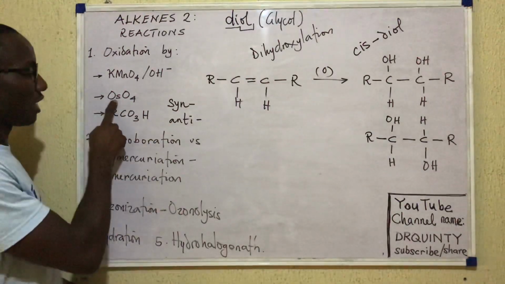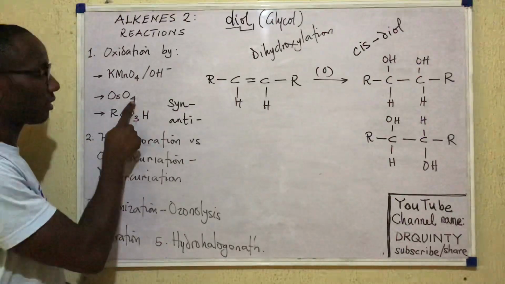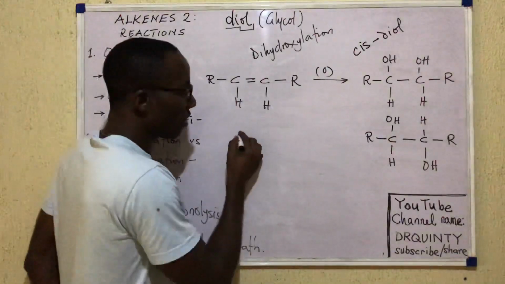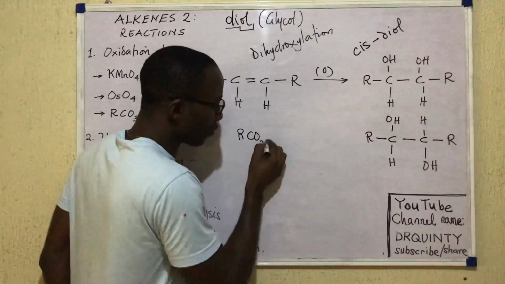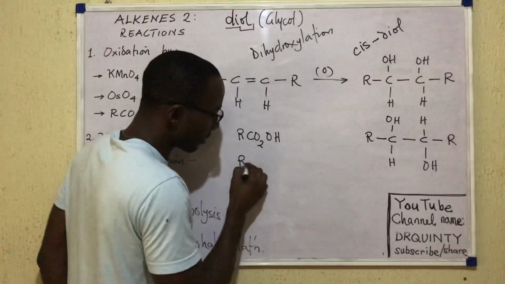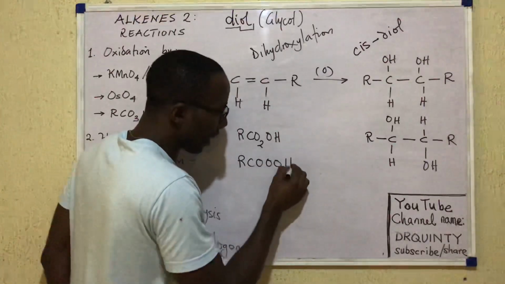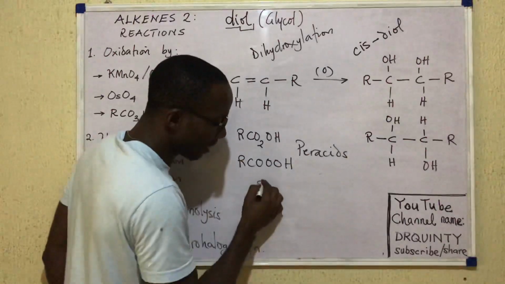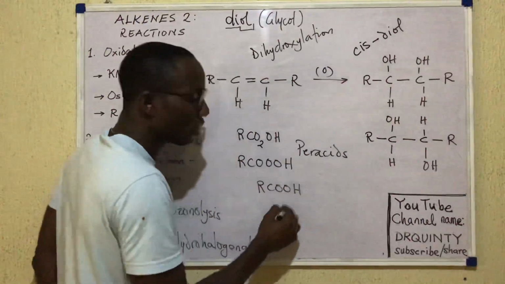So what I've written here is osmium, a metal, tetraoxide. Then this one, RCO3H, we can write it as RCO2OH. We can write it as RCOOOH. Such compounds are referred to as peracids, and they are different from RCOOH.